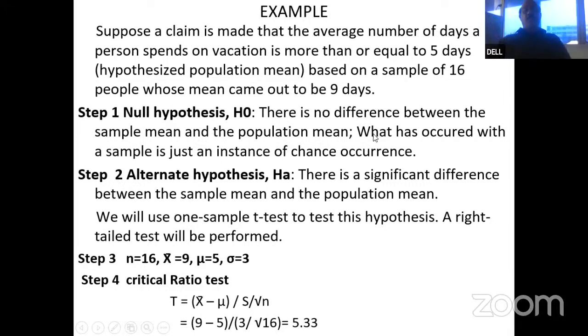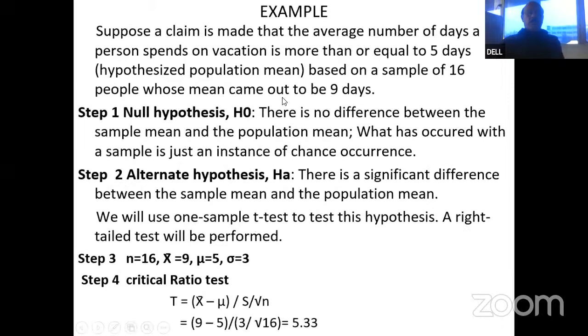Here, the null hypothesis: there is no difference between sample mean and population mean. That means here the sample mean and population mean are somewhat 9. Given no difference, we are assuming that. We have to see whether it is true or not. The alternative is obviously against that.